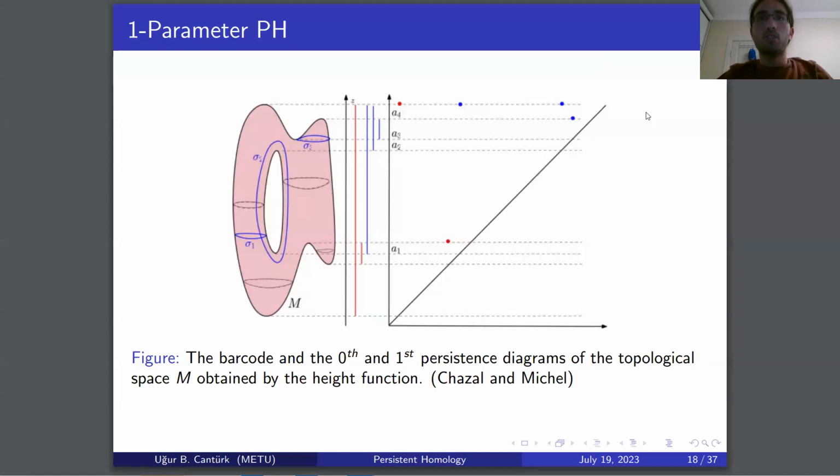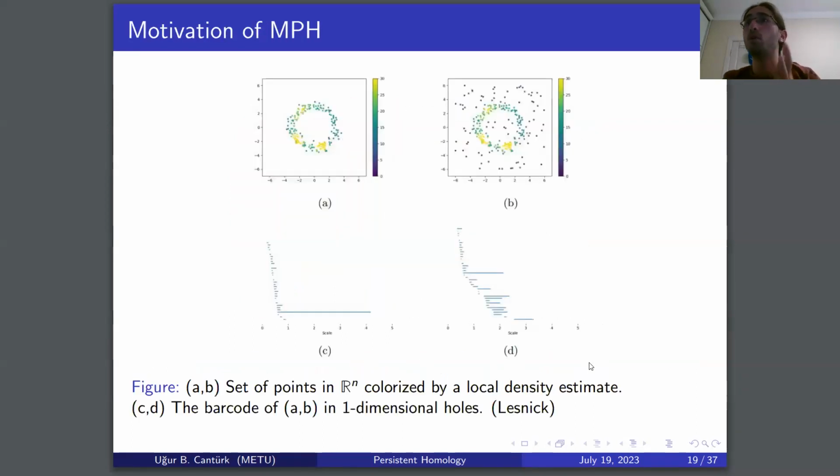All right. After this part, let me continue with the motivation of multiparameter persistent homology. Everything I have mentioned until now is for one parameter. But there is a necessary question in this case: why do we need to define multiparameter persistent homology? Let me give an example to understand that.